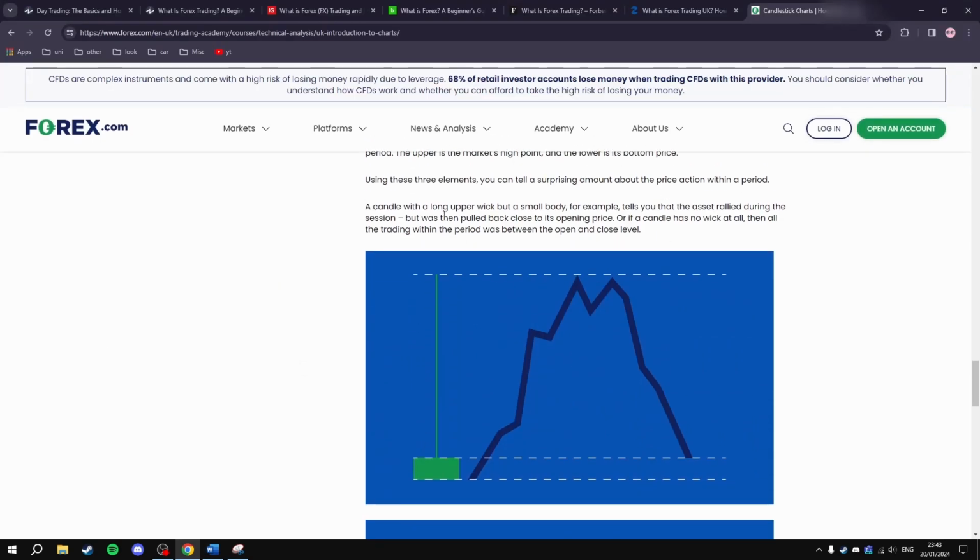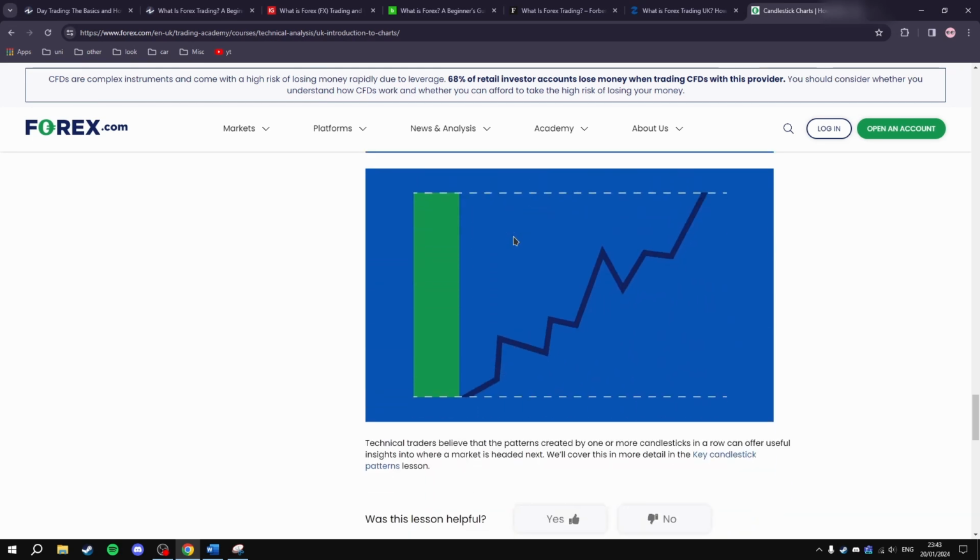A candle with a long upper wick but a small body, for example, tells you that the asset rallied during the session but was then pulled back close to its opening price. Or, if a candle has no wick at all, then all the trading within the period is between the opening and closing levels.